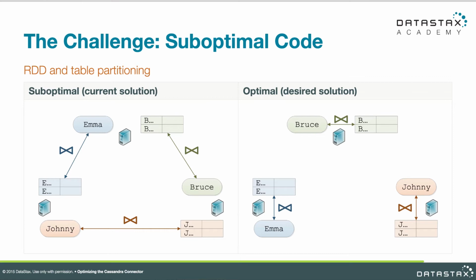So in the optimal solution we see over on the right, you'll see the Bruce record from the source RDD is on the same node as the partition that has Bruce as the key. Likewise, Johnny is on the same node that holds that Cassandra partition, and Emma, that RDD record in the source RDD, is on the same Cassandra node that holds the Emma partition. It's a lot more efficient this way because we don't have to move data across the network, and we'd really like to avoid that if we could.